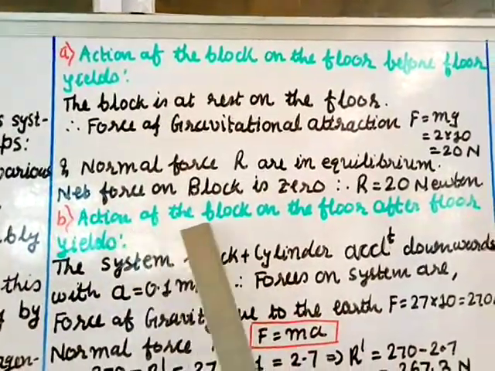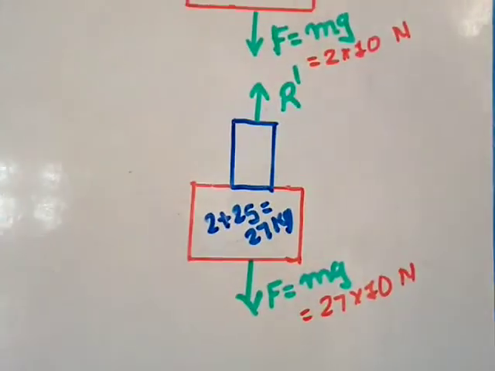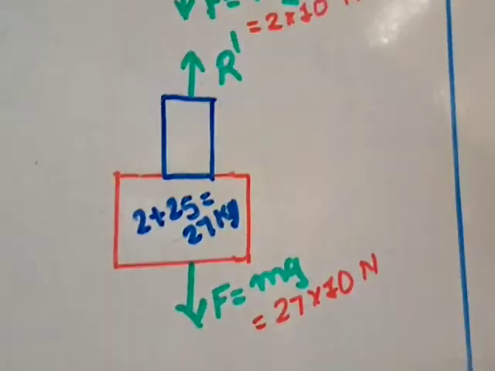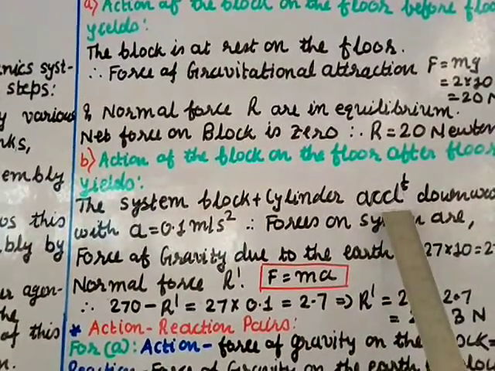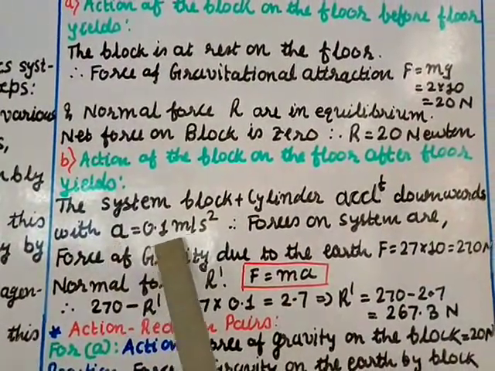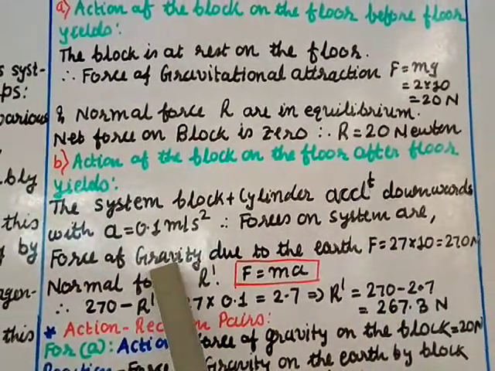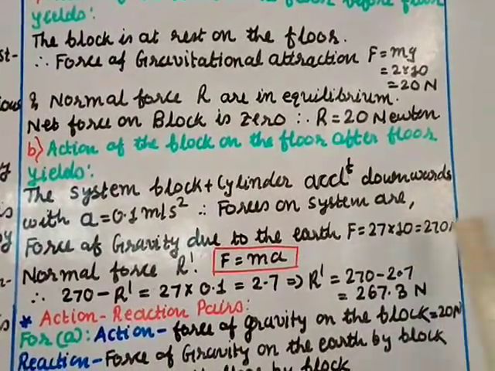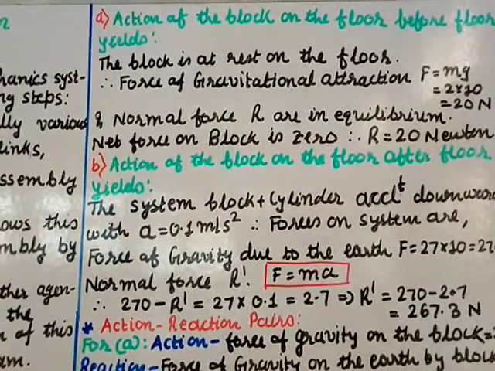Part B, action of the block on the floor after the floor yields. That means after the floor goes down. After the floor goes down, the reaction force R dash is upward and the gravitational force is downward. The system, block plus cylinder, accelerates downward with a equal to 0.1 meter per second square. Therefore, force of gravity due to the earth, F equal to 27 into 10 equal to 270 Newton, and normal force R dash.